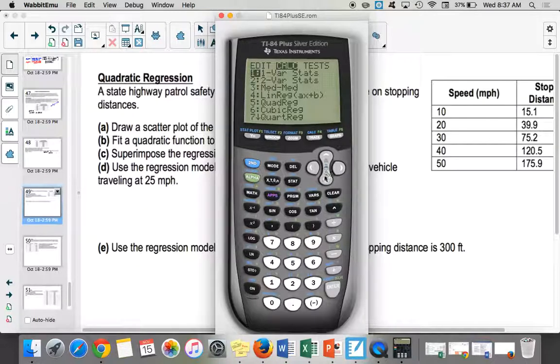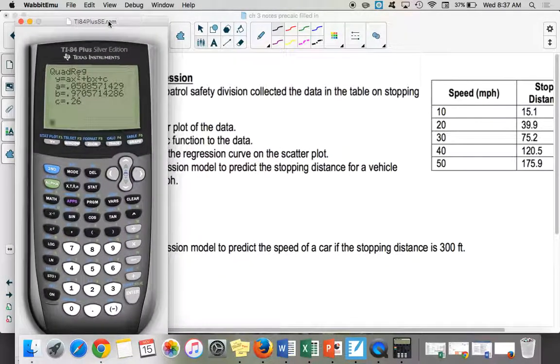Did I skip it? Oh yeah, number 5. And yours might give you all those options that it gave you before. So like it might say, what are you using for x values? What are you using for y? But just keep hitting enter. And so this one gave it to me.